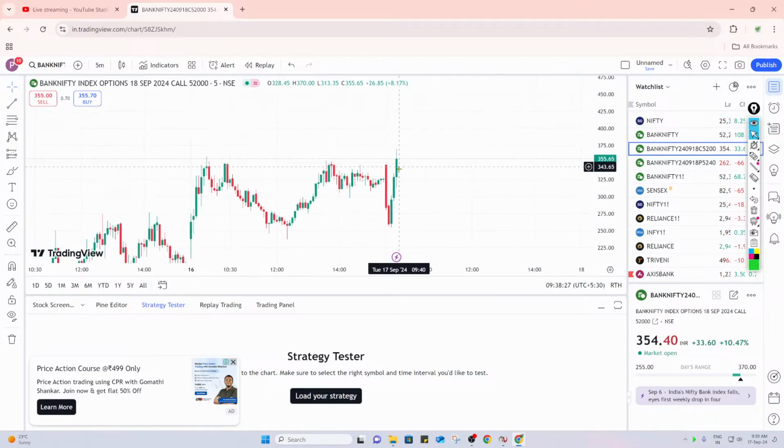Now we are trailing the stop loss. The stop loss will be 330. I have trailed my stop loss. The stop loss will be 330. This is a very strong, beautiful market now.